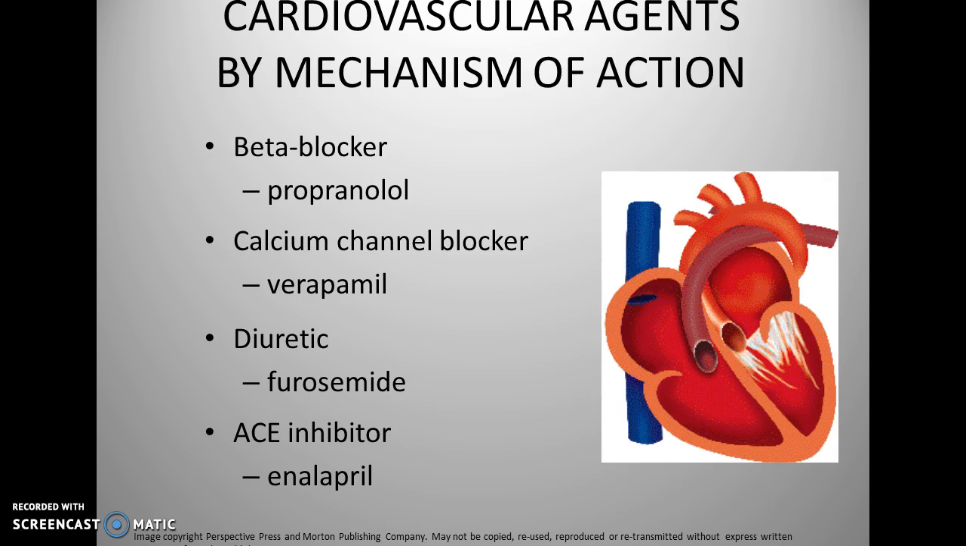Alright, so the class of cardiovascular agents is classified by its mechanism of action. For example, you have beta blockers. Beta blockers are drugs that reduce the oxygen demand of the heart muscle. An example of that is propranolol.